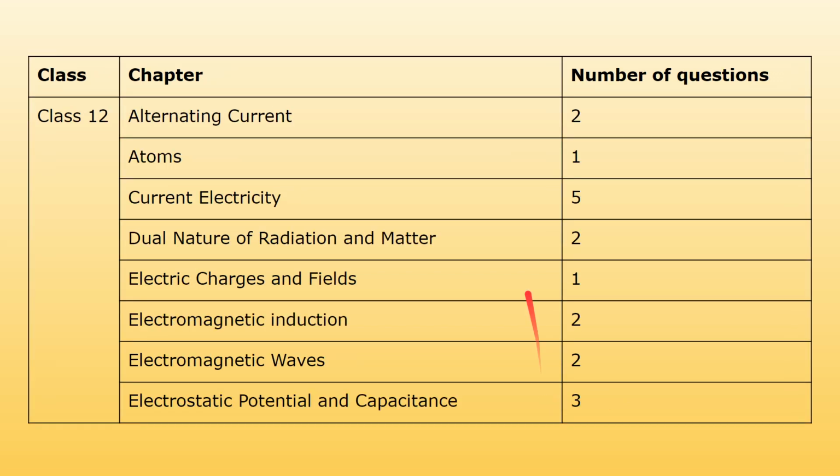Now coming to the chapters of class 12th, there will be two questions from alternating current, one question from atom, five questions from current electricity. Again this one is important. Then two questions from dual nature of radiation and matter, one question from electric charges and fields, two questions from electromagnetic induction, two from electromagnetic waves, and three questions from electrostatic potential and capacitance.